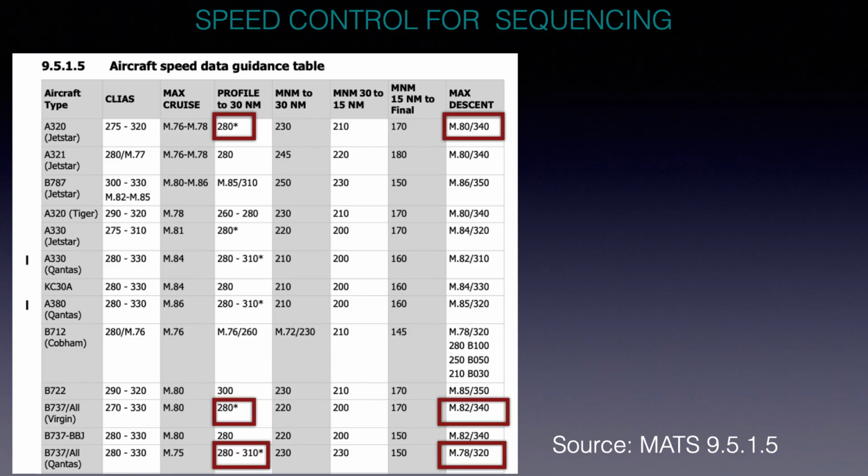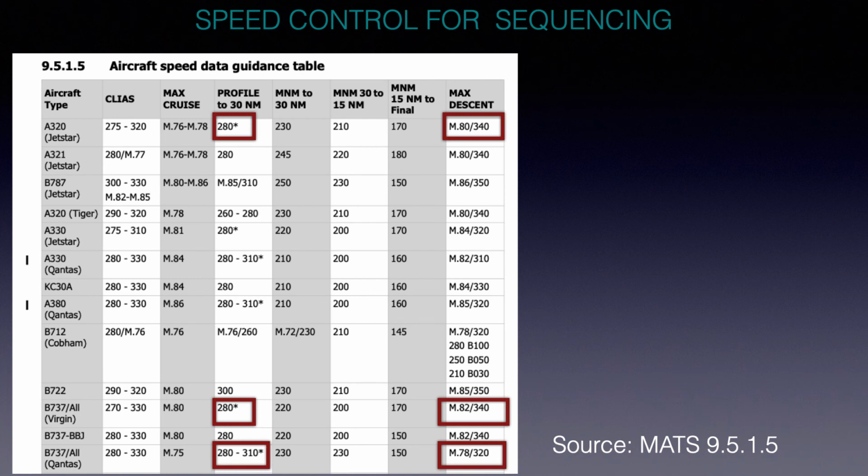Okay, now for you center controllers, I encourage you to get a copy of this. I've got this from the MATS, Manual of Air Traffic Services 9.5.15, and it basically gives you all the aircraft speed data. And you can see the highlighted boxes there. Really, they're the speeds that you're most interested in as a controller, especially your descent speeds.